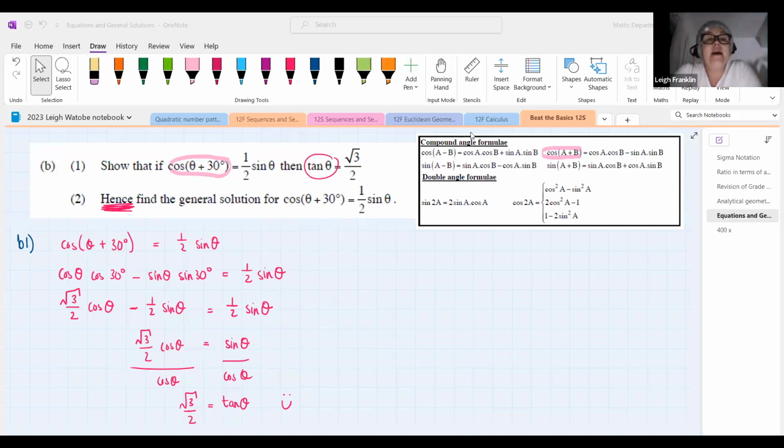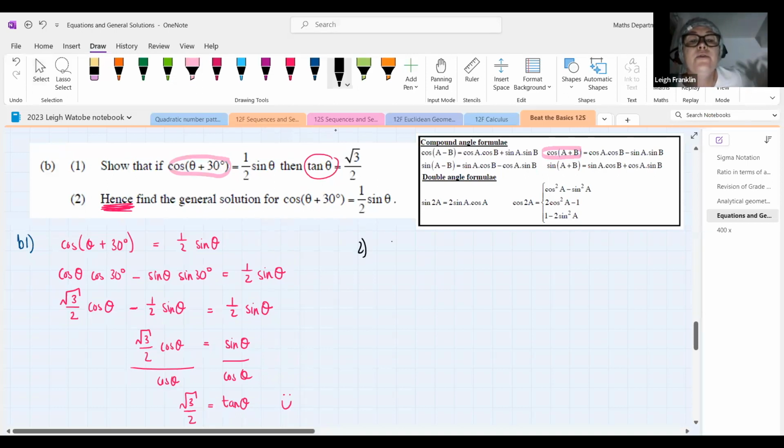So hence, find the general solution for cos theta plus 30 equals 1/2 sine theta. When it says hence, what are we working with? What are we going to do here? Exactly, Tegofatso. We are just going to work with tan theta equals root 3 over 2, and then do our general solution based on that. So in part 2, we would say tan theta equals root 3 over 2.